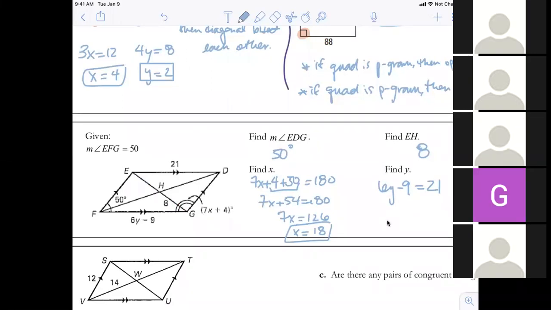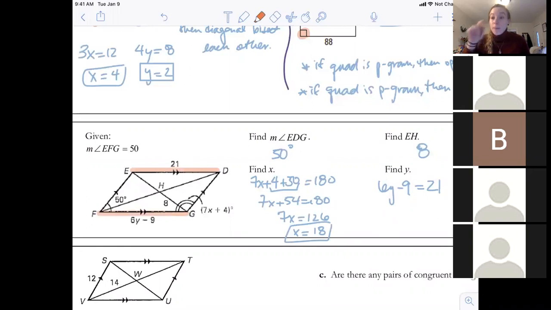Not really. What do we know about ED and FG? Where's FG? Oh, yeah, there it is. Well, they're parallel. They're congruent. They're parallel and they're congruent. So we say they're parallel because they're congruent, we get to set them equal to each other.